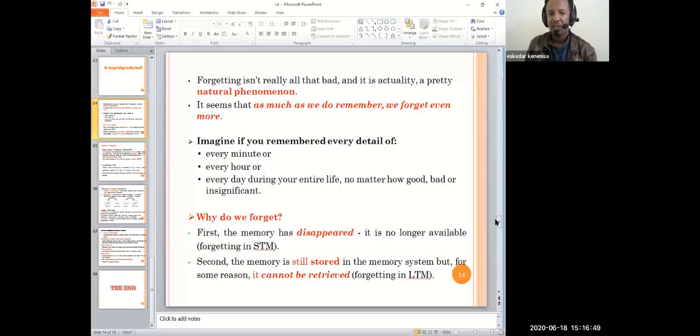We forget important things. As we said before, forgetting is very important. But sometimes we forget some important things. The first reason is that it may disappear. The second one is that it is still stored, but it cannot be retrieved.